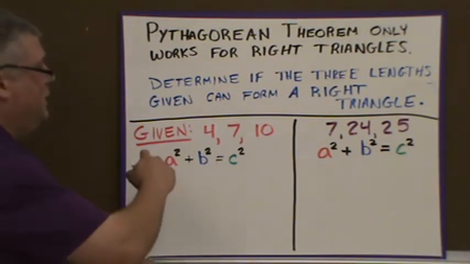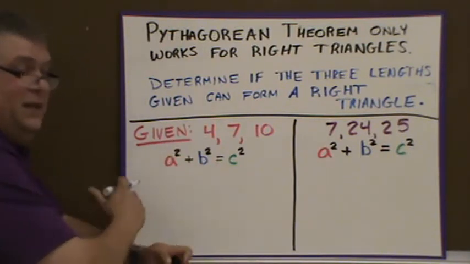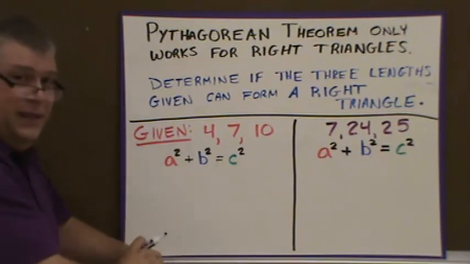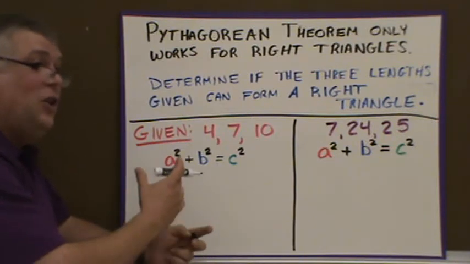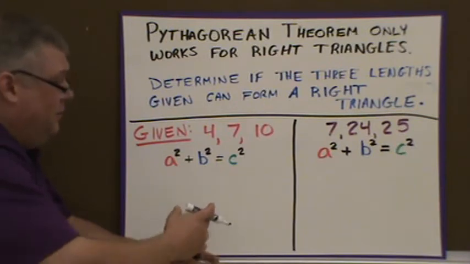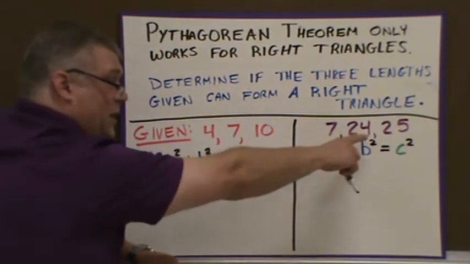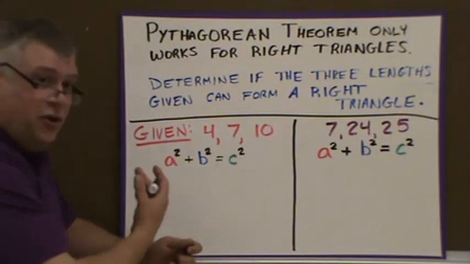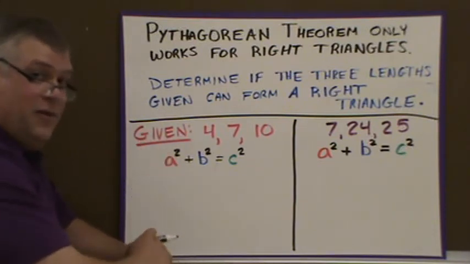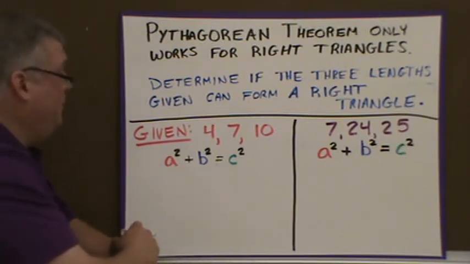Let's look at this example. Here we are given 4, 7, and 10. Now, these are given to me in ABC order. That's not always going to be the case. So how do I know which ones to plug them in with? Well, C is always the hypotenuse, which is always the largest length. So 10 is the largest number, it must be the C. Same is true over here, 25 is the largest, it must be the C. So if you're not sure whether they're giving them to you in order, the largest one goes in for C, the other two, doesn't matter which one you plug them in for.